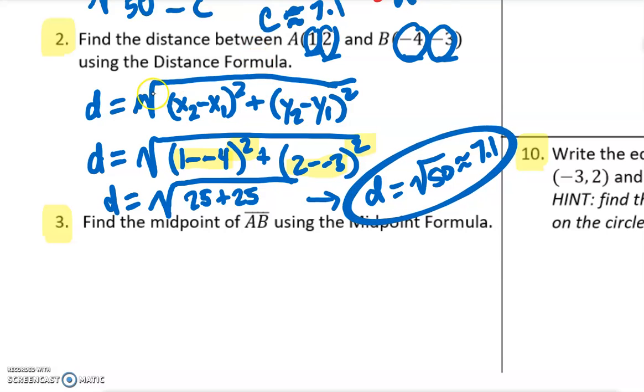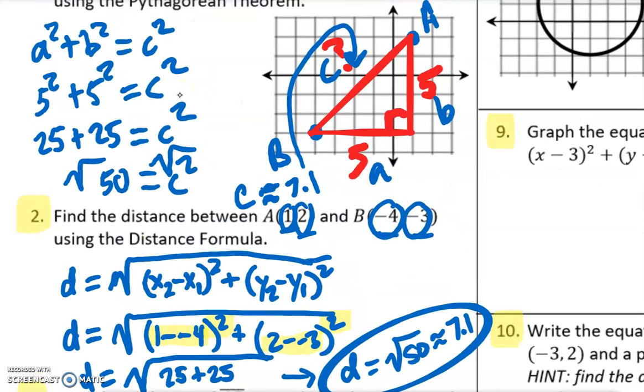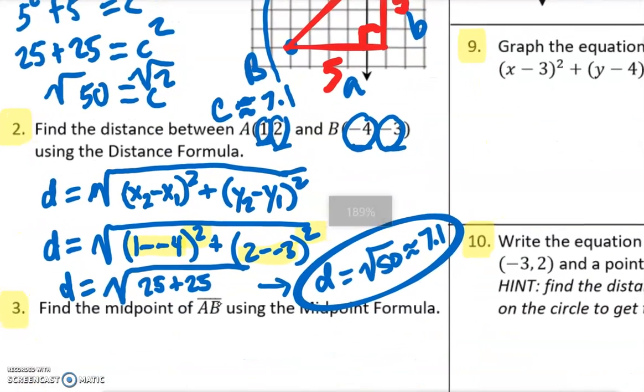So that's using the distance formula. So the distance formula works just fine, or you could use the Pythagorean theorem to solve. Either way, both methods work. Okay, and it's good that you know both methods.